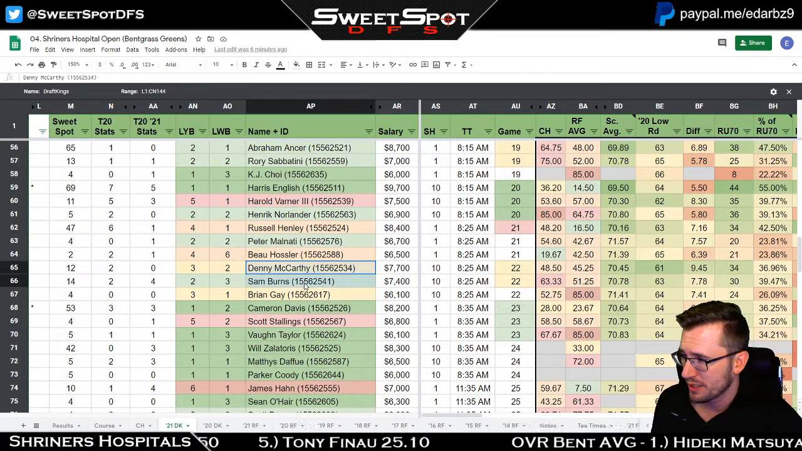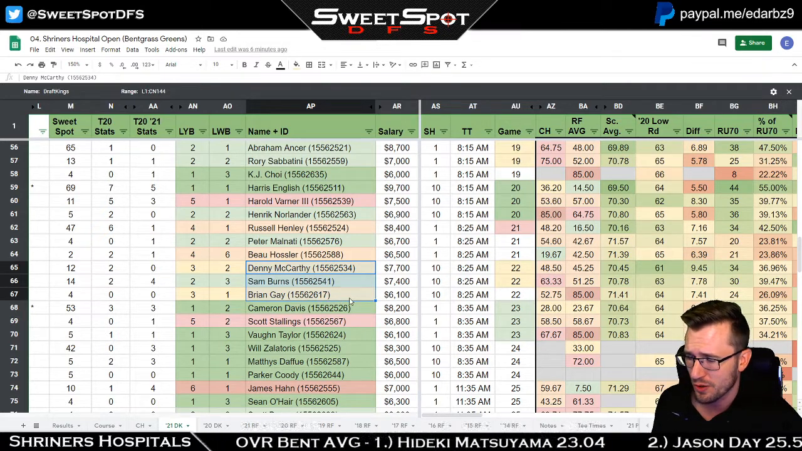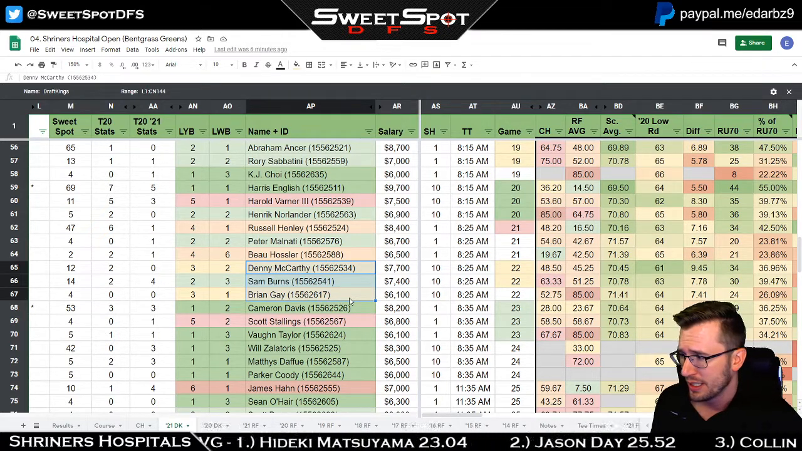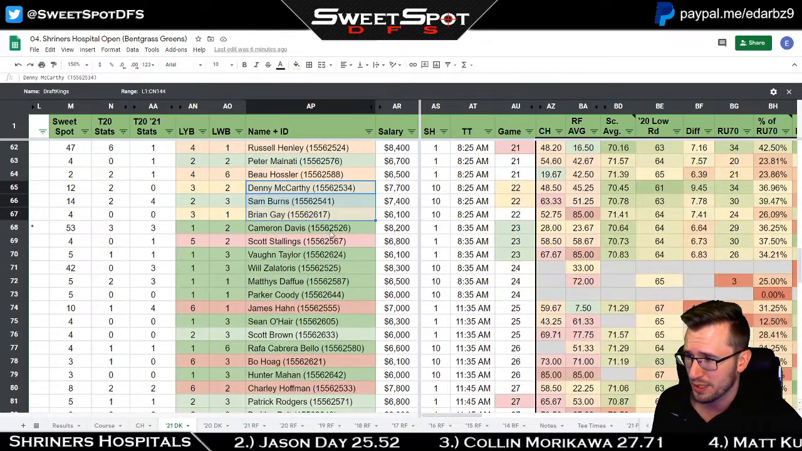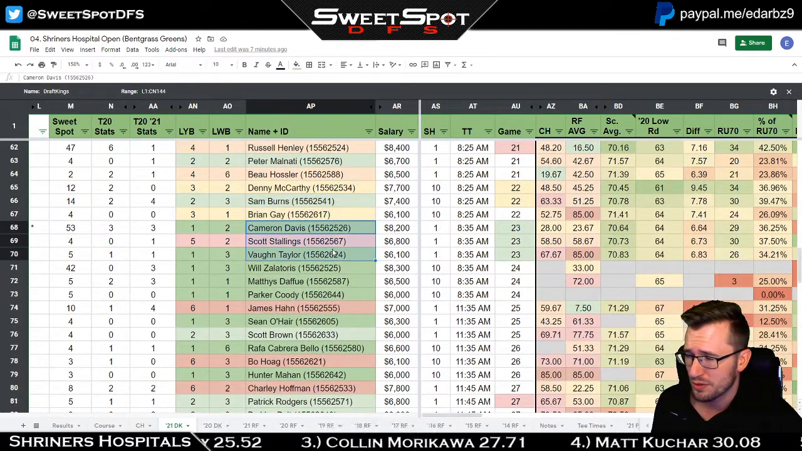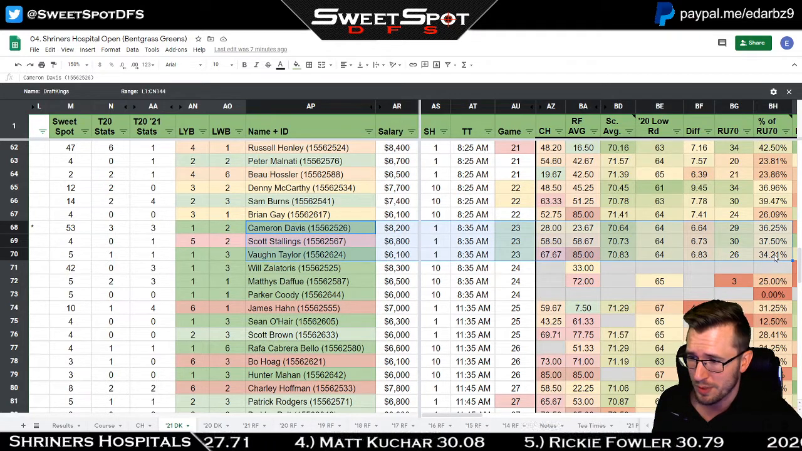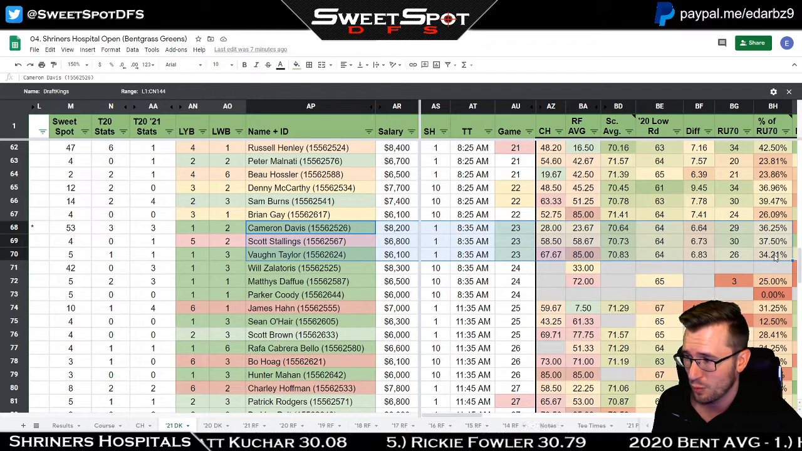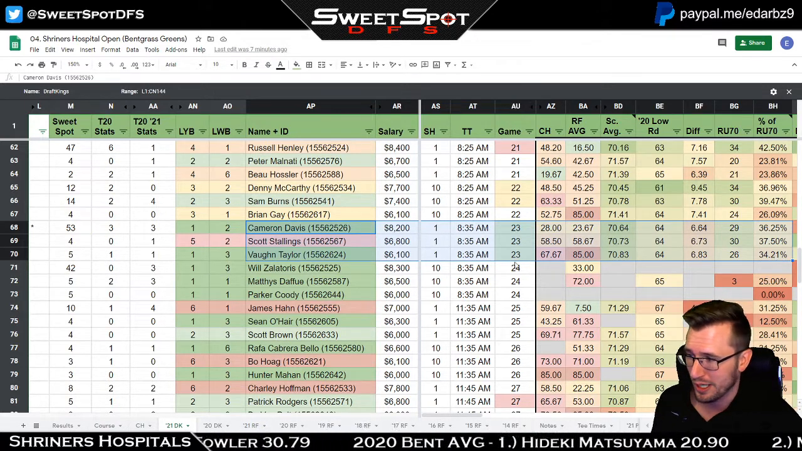Denny McCarthy, Sam Burns, Brian Gay. Brian Gay withdrew last week, I believe, so I don't know if there's an injury there. He could bring down the entire group. McCarthy and Burns together, I think, wouldn't be terrible. I don't know how I feel about this group in general. It seems like a really boring group to pick from, but it might actually be a worthwhile play.